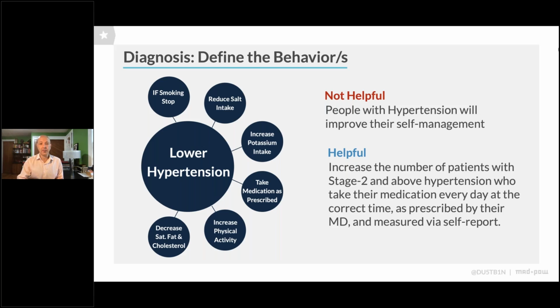And then we can dive in and understand much more clearly what things within a person, between people, between a person and their environment influence that behavior. So if we think about lowering hypertension, right? It's not that helpful to simply say, all right, our goal is people with hypertension will improve their self-management. We see that a lot. We see that level. But it's not quite as helpful as thinking about, well, what does that mean?